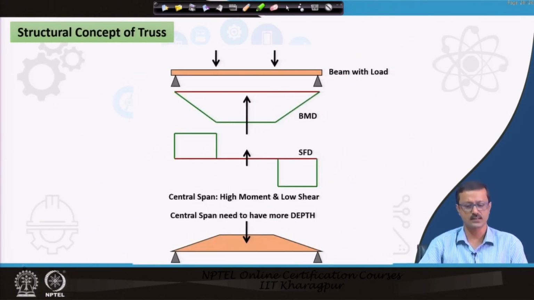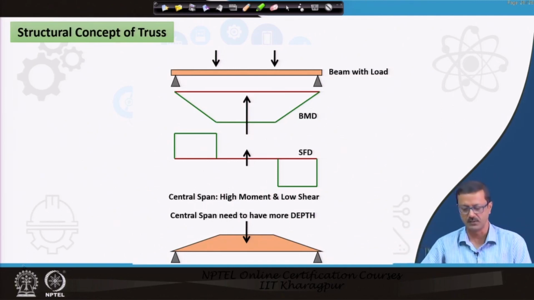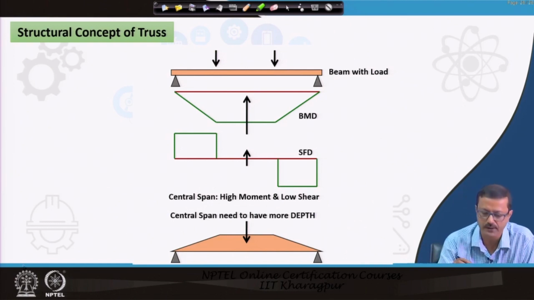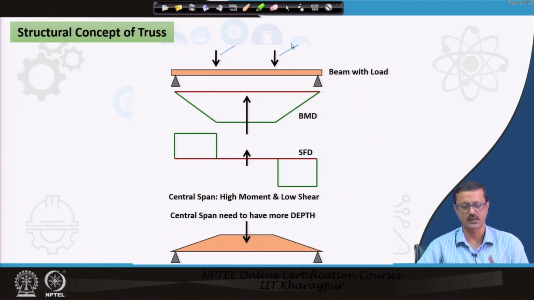So, let us first discuss the structural component or the concept of a particular truss. I have started with a beam, and this beam is having two point loads, and these point loads are supposed to be at 1/3 distance. So, you know the bending moment diagram is a trapezoidal diagram. I have deliberately drawn the bending moment diagram on the negative side to look into some basic principles to understand how that will be governed.